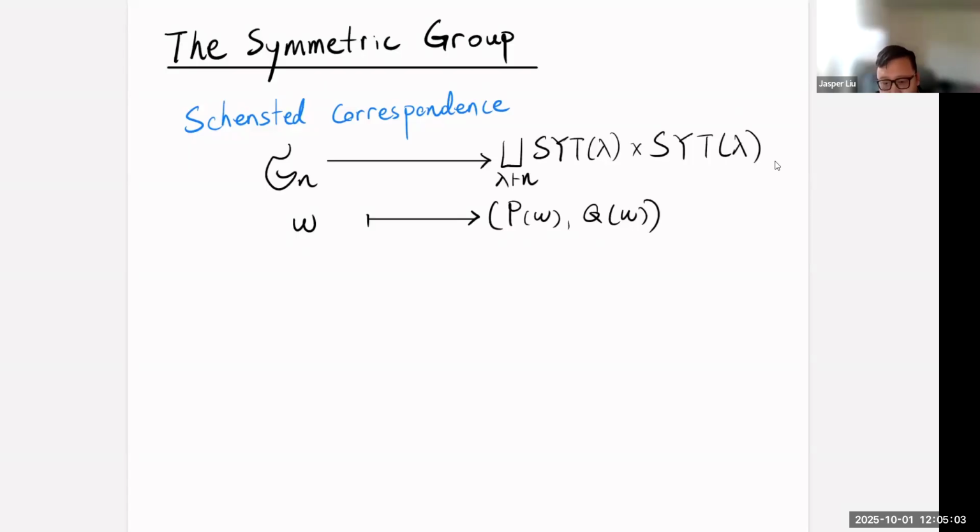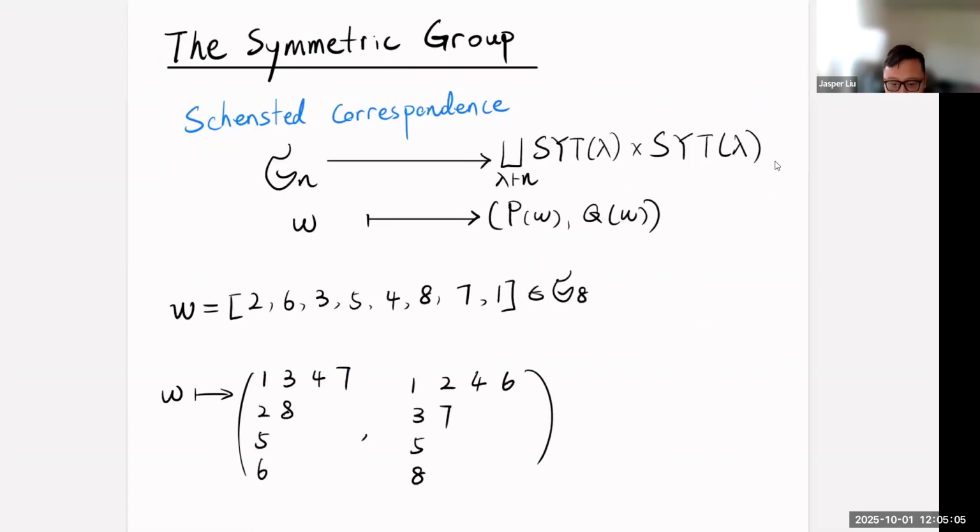Here is an example of a bijection. Here is a permutation in S8 in one-line notation. And the output, I just omitted all the boxes for simplicity, is just this pair of standard Young tableaux.